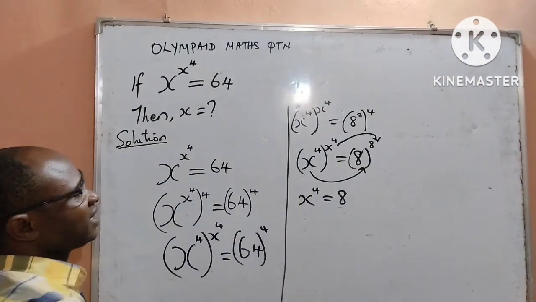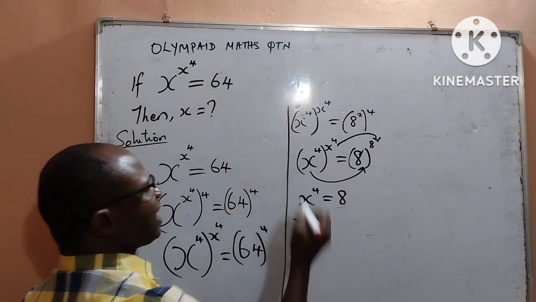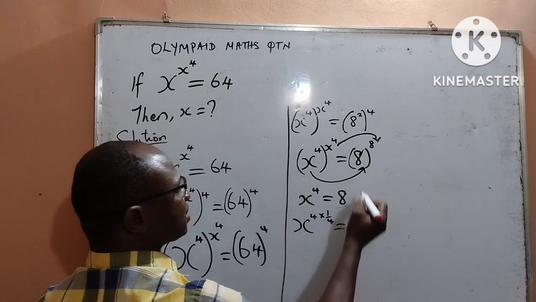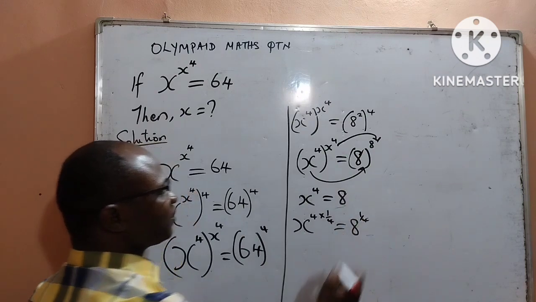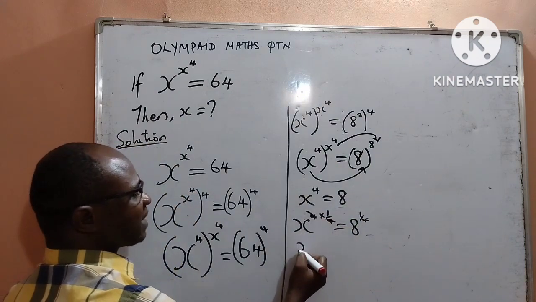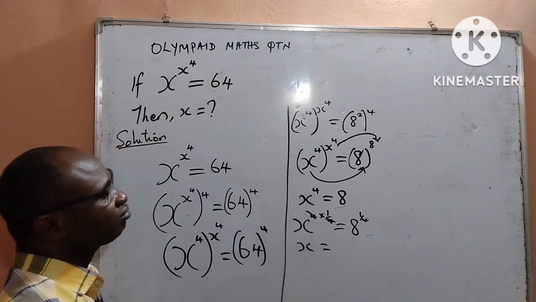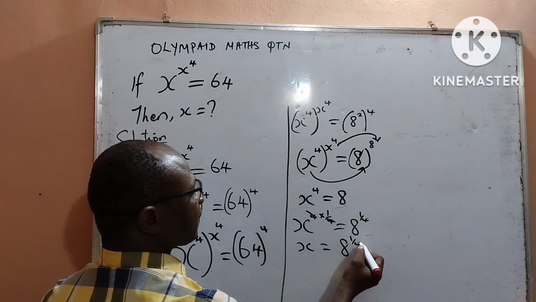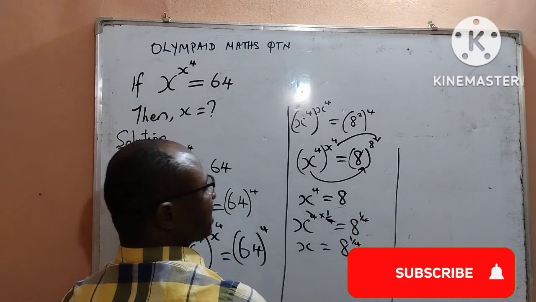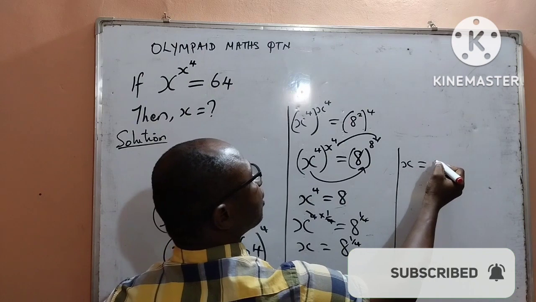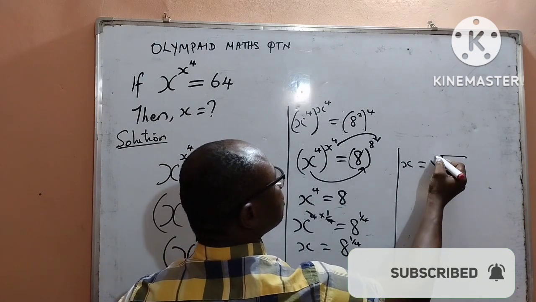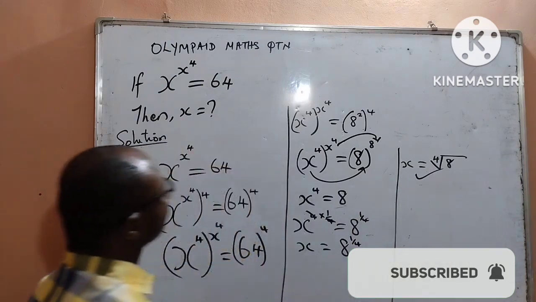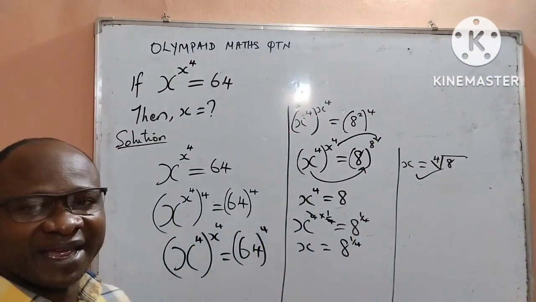The same. In conclusion, I can now say x to the power of 4 multiplied by 1 over 4 is equal to 8 to the power of 1 over 4. This cancels this, my x becomes 8 to the power of 1 over 4, which can now be written as x equal to the 4th root of 8. Final answer.